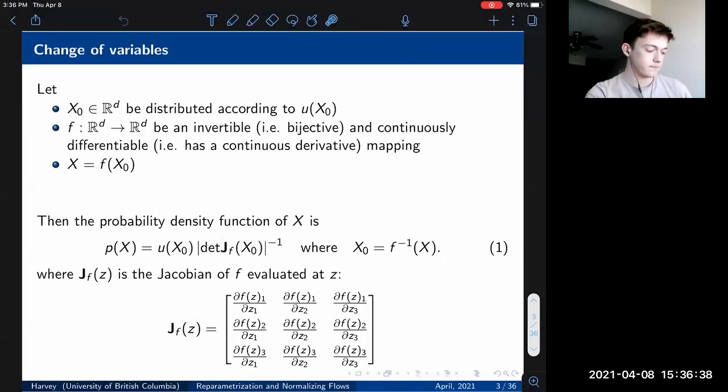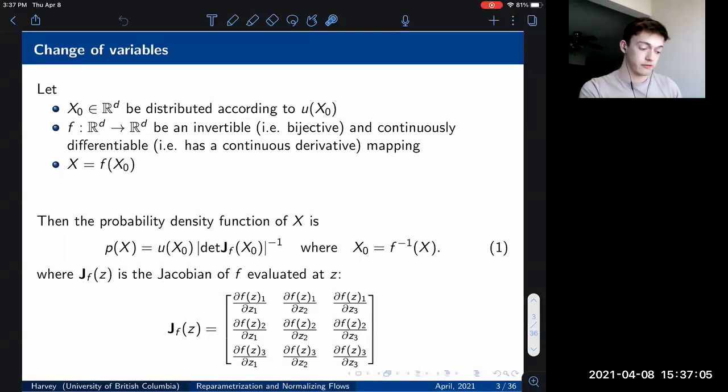So the probability density over x is equal to the density u over x0 times this term. Since this is meant to be just a function of x, we should note that we can get x0 given x, since we said that f was invertible. So if we invert f and just feed through x, we can get out x0, plug that into here. And then this term is the determinant of the Jacobian of f evaluated at x0.